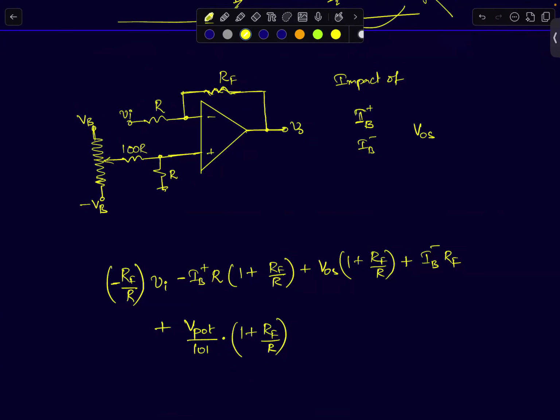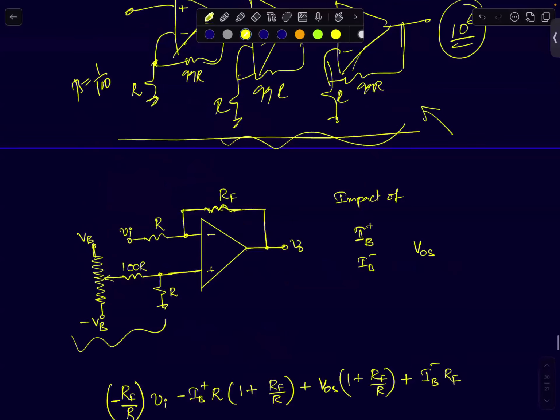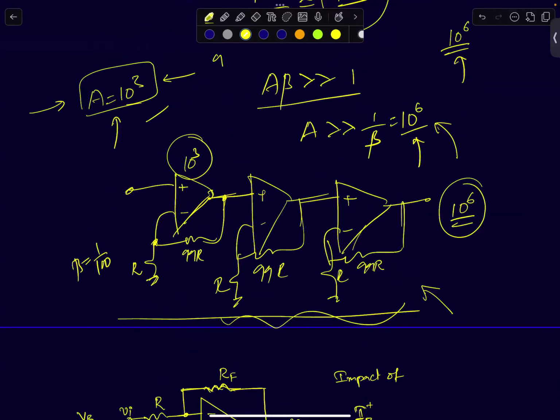This problem is a non-inverting configuration with some offset nulling. What I want you to do is analyze. Okay, so one of you is asking, do you need so high a gain? Do you need 10 power 6 as a voltage gain? I gave you some examples, right?